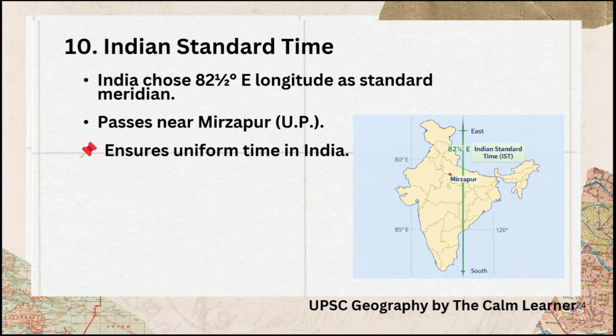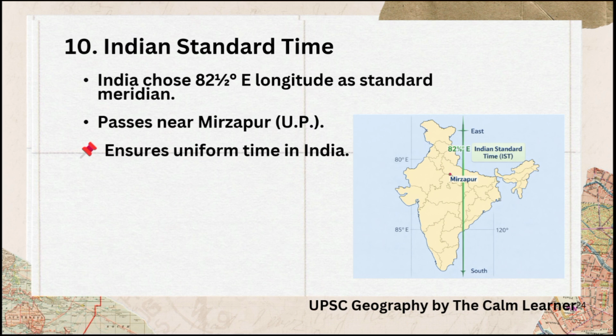What is Indian Standard Time? The standard time which India follows is called Indian Standard Time, or simply IST. It is calculated from a specific longitude which is 82.5 degree east longitude, as you can see in the diagram. This longitude passes near Mirzapur in Uttar Pradesh. The local time at this longitude is taken as Indian Standard Time.